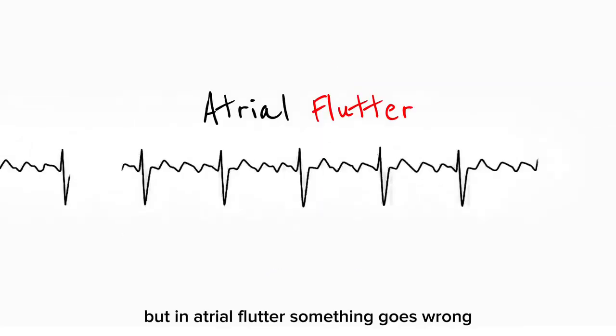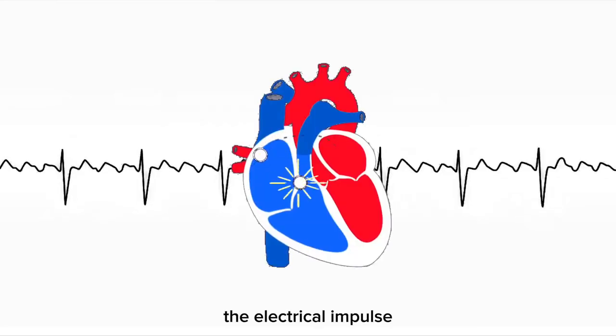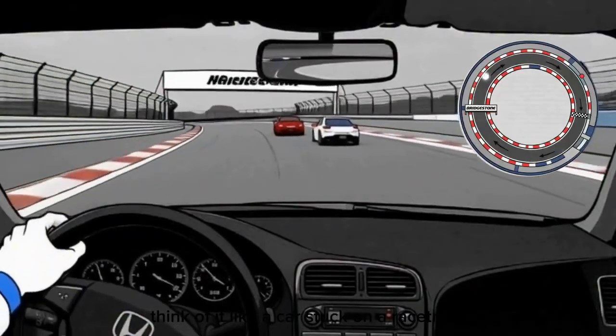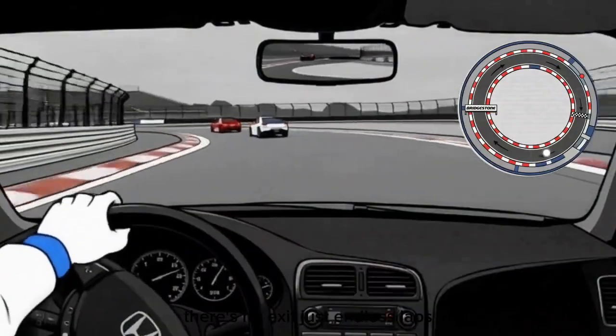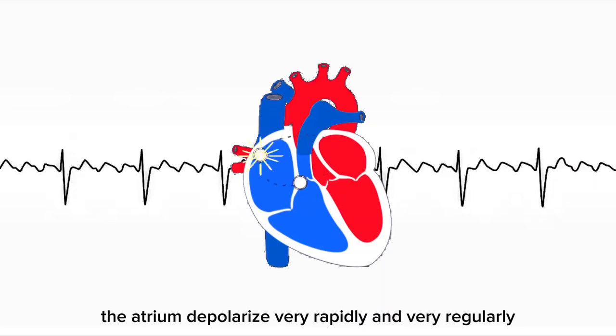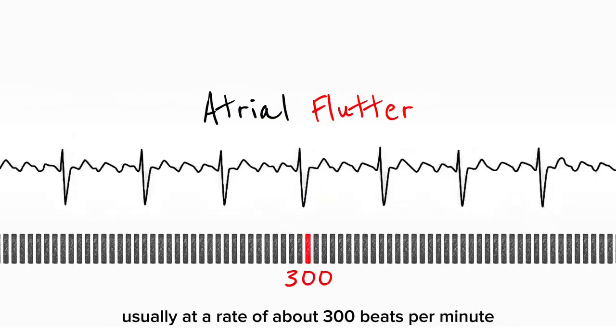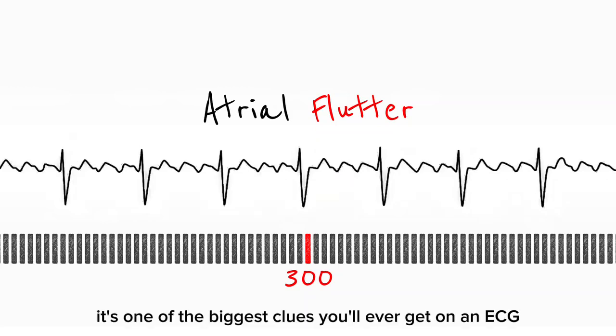But in atrial flutter, something goes wrong. Instead of moving forward and stopping, the electrical impulse gets trapped in a circular pathway. It loops over and over again, continuously activating the atria. Think of it like a car stuck on a racetrack. There's no exit, just endless laps. Because of this looping circuit, the atria depolarize very rapidly and very regularly, usually at a rate of about 300 beats per minute. That number, 300 beats per minute, is not random. It's one of the biggest clues you'll ever get on an ECG.